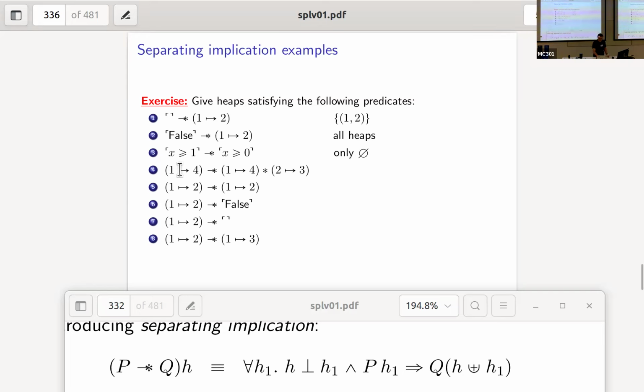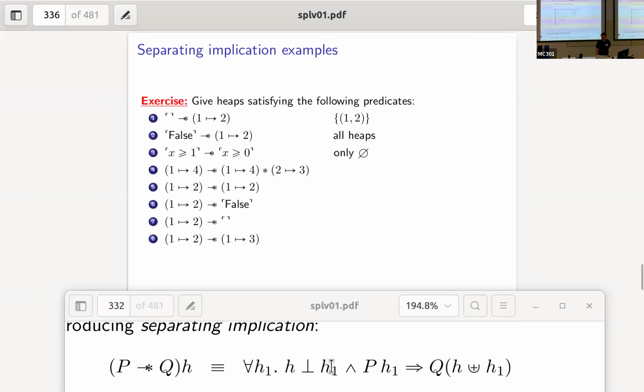What about 4? So we're starting to see bits of heaps. What's the precedence? It's the same as normal logic: conjunction takes precedence over implication. The 2 points to 3 heap is one of the heaps that is good, yes, but it's not the only one.